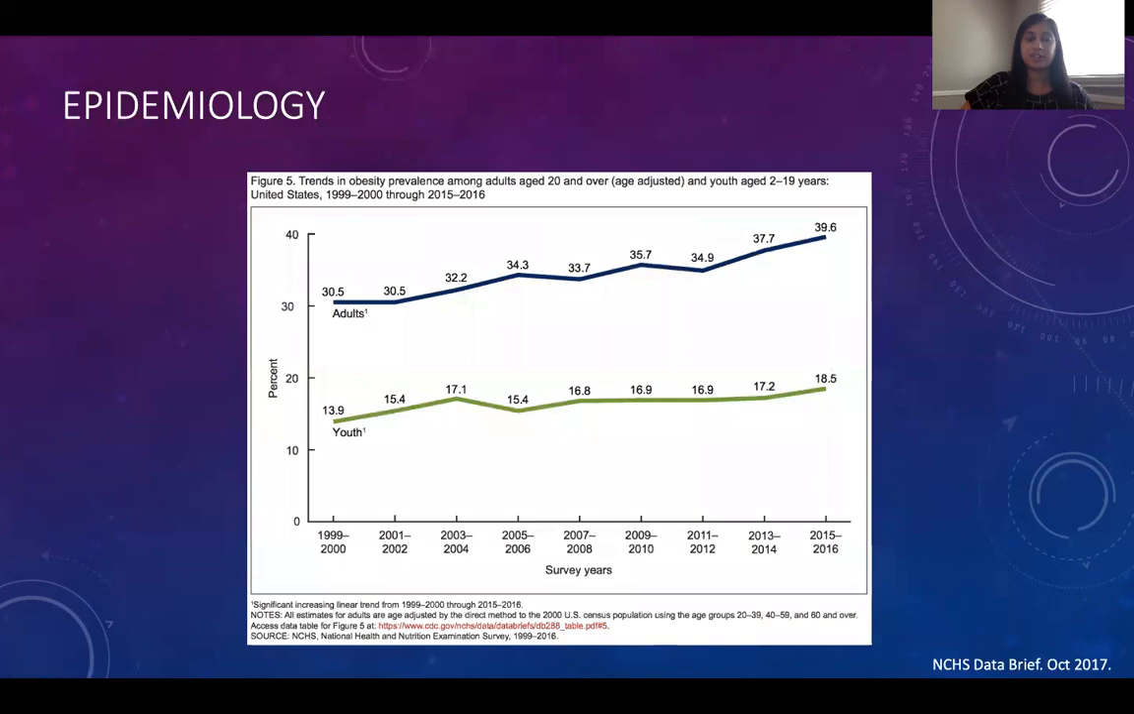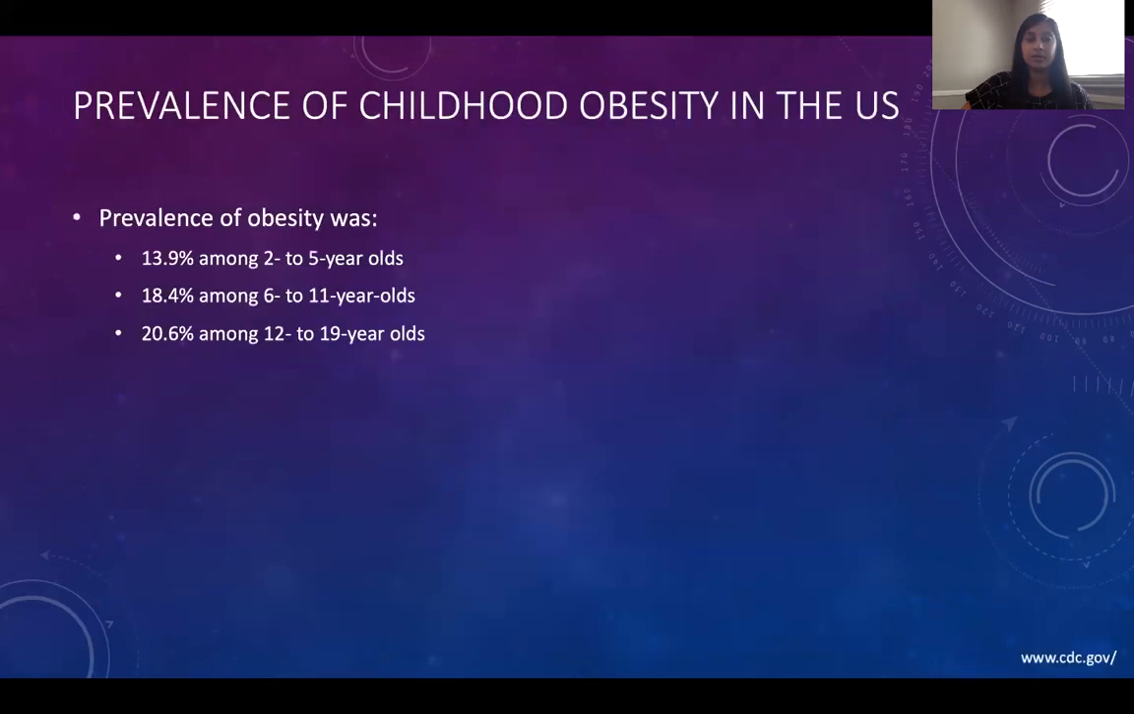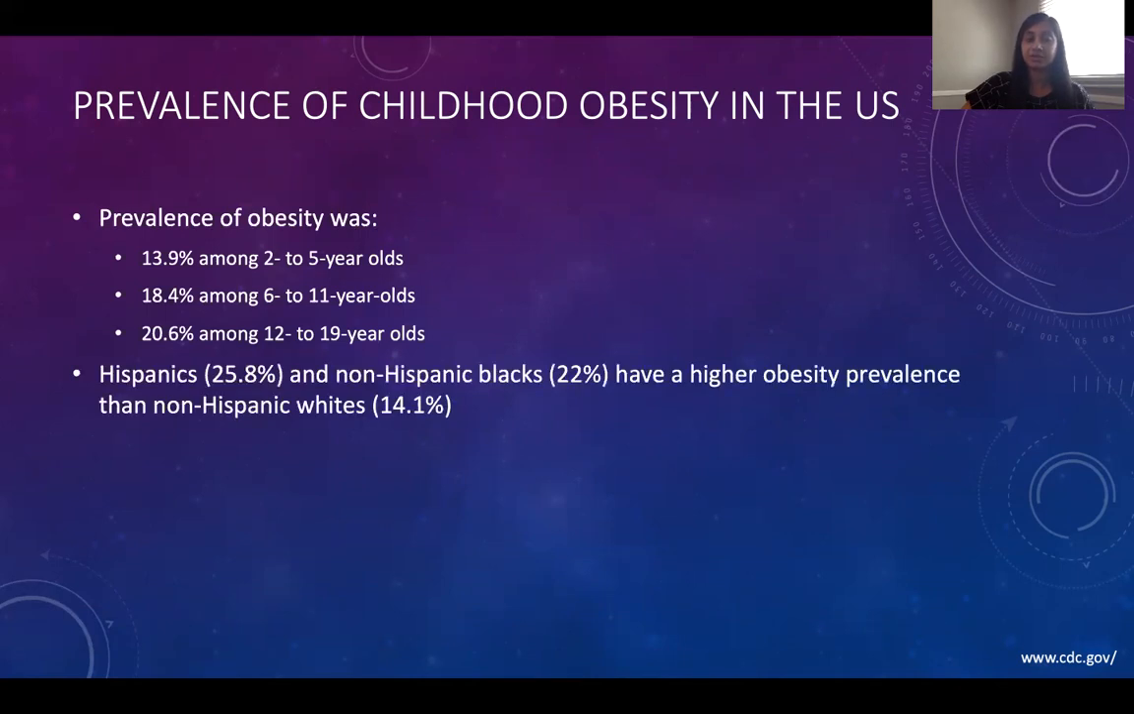In terms of the epidemiology, this was a graph that I took from the CDC website, and it does a really good job of depicting that in adults and in children, the prevalence of obesity has been uptrending, up to 18.5% in youth. So going along with those same years of 2015 to 2016, the prevalence of obesity was 13.9% among 2 to 5-year-olds, 18.4% among 6 to 11-year-olds, and 20.6% among 12 to 19-year-olds.